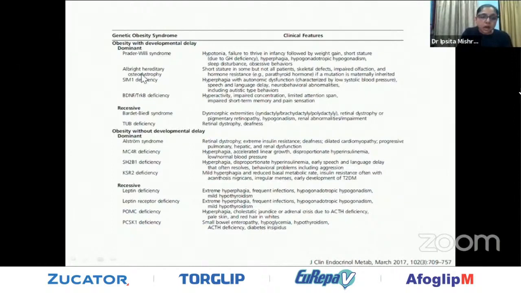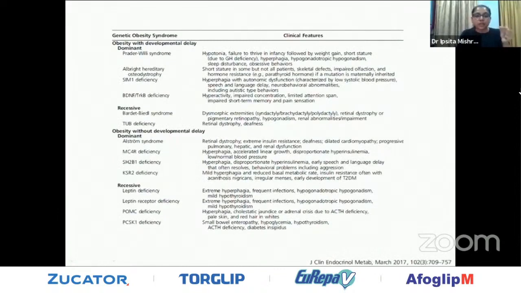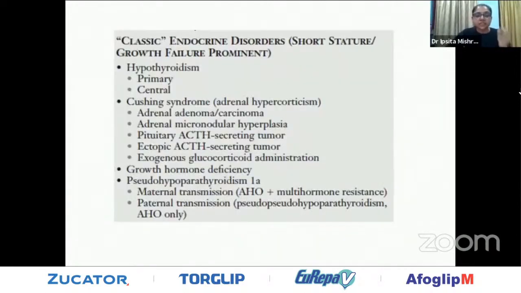Now, amongst the obesity without developmental delay, the most common cause of monogenic obesity is the MC4R deficiency, where there is hyperphagia but accelerated linear growth, which goes against the norm of the genetic obesity syndromes, where you get a faltering of the growth velocities. So the importance is to identify the clinical signs and the clinical clues of the certain stigmas associated with these disorders.